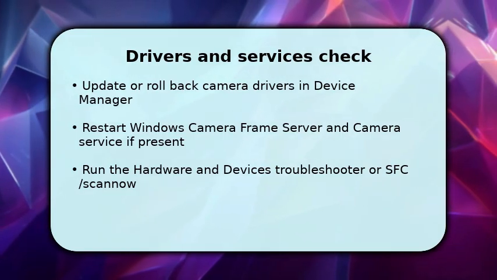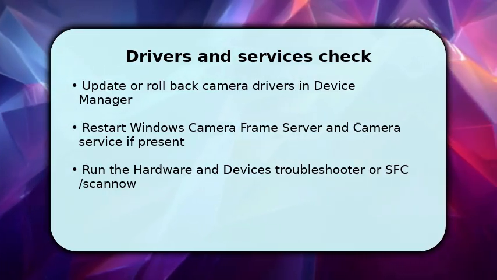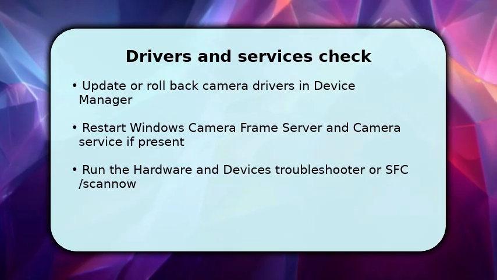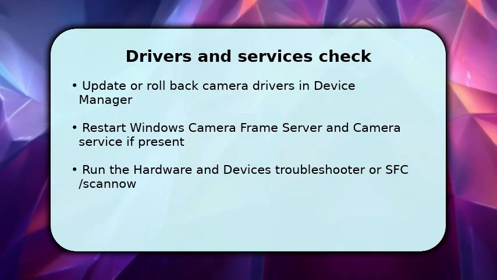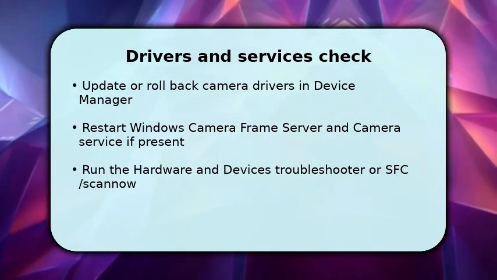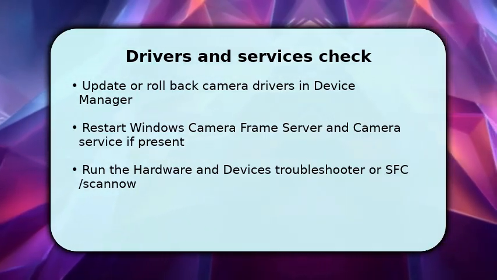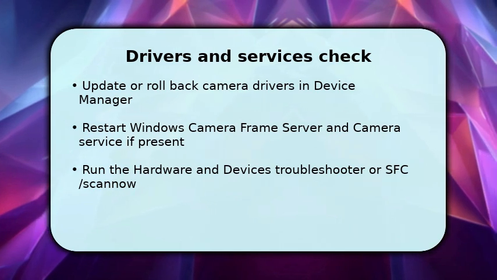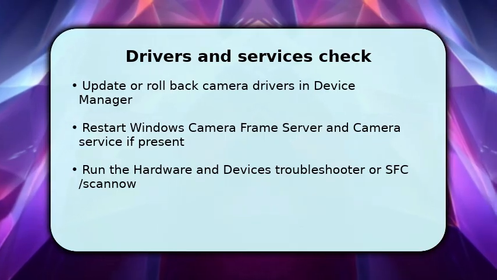Make sure Camera Frame Server service is running, open Services, find it, set Startup Type to Manual, and start it. Run the built-in hardware and devices troubleshooter, and then execute sfc /scannow from an elevated command prompt to repair system files that might block the camera. Once these complete, reboot to apply changes and test the camera in the Camera app.